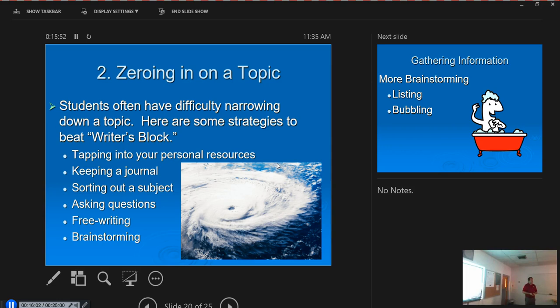Sorting out a subject. That's part of what brainstorming does for us. Kind of get some ideas on the page so we can sort through this mass of ideas to get to a subject. Asking questions, not just of me. Ask people you know. How do you think social media affects me? How do you think it affects you? These are all things that can generate ideas.